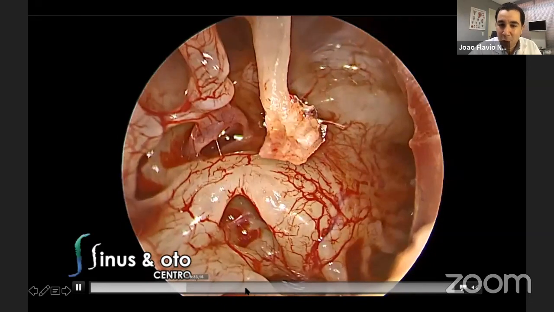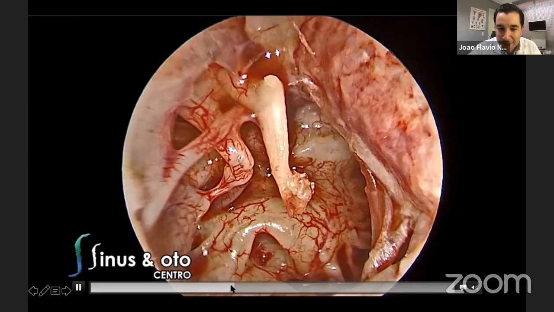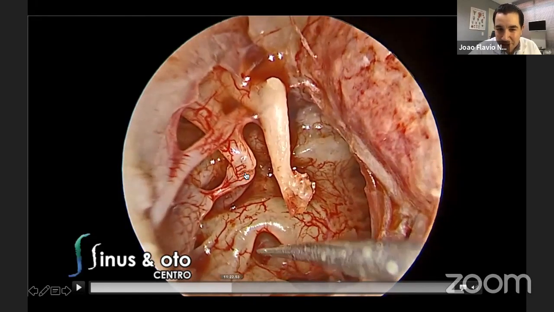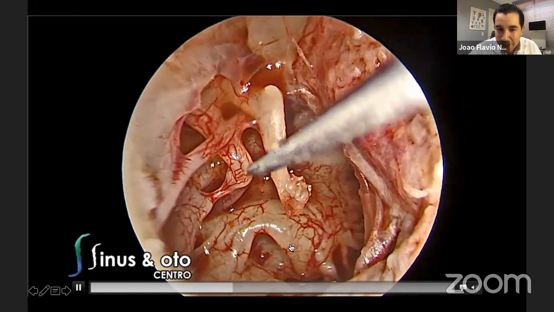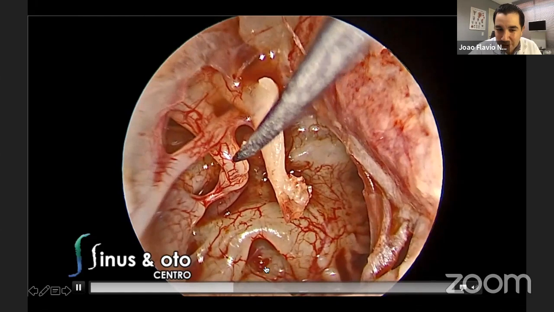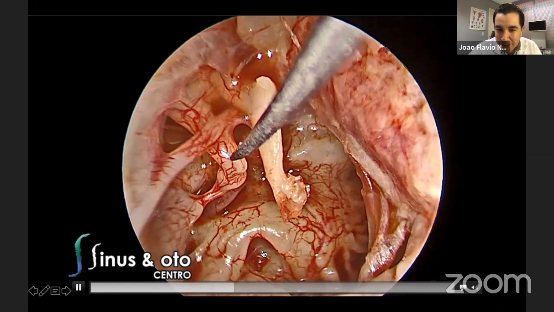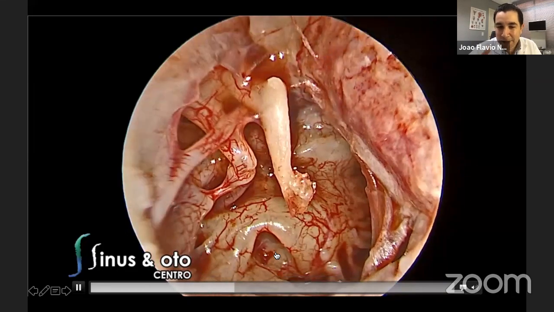And then we can remove the ossicular chain. We can test the ossicular chain and see the reflex here. Can you see? We can test here again, and this is the round window membrane here, and we can see the reflex. As you remember from last week, we can see the fustis here, which is the landmark for the scala tympani.